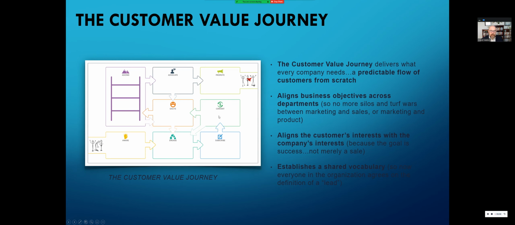And this is what the customer value journey does. This is the marketing equivalent of that escalation of human intimacy. And the idea is it gives us a predictable flow of customers. It aligns the business. So all the elements of the business can talk about the marketing system with a common terminology. And it also aligns the interests of the customers to the business.